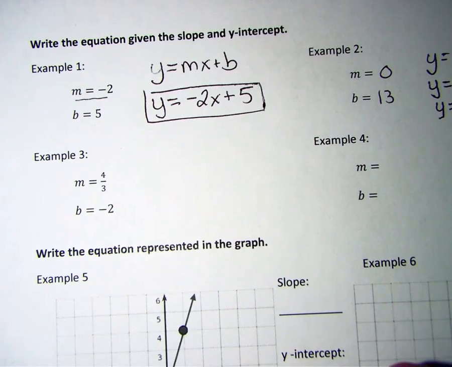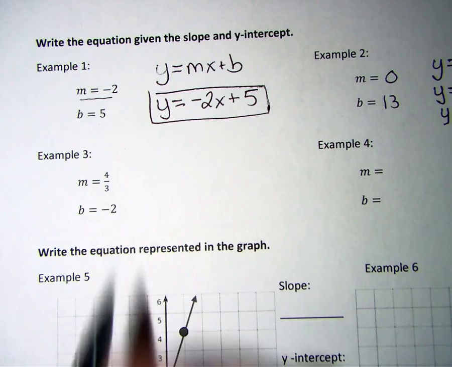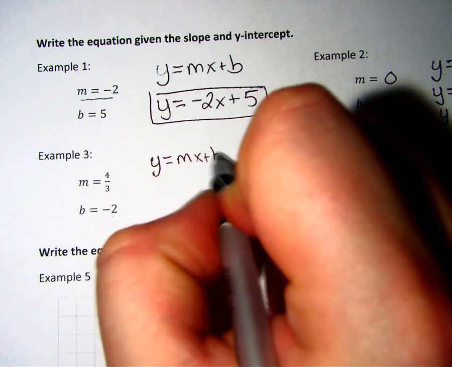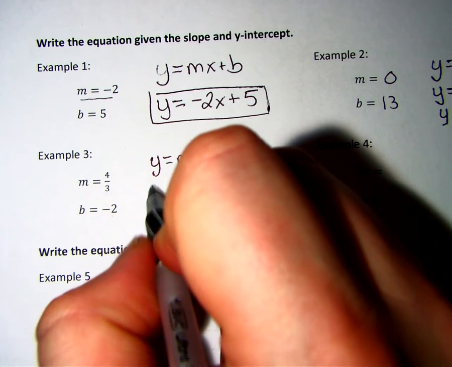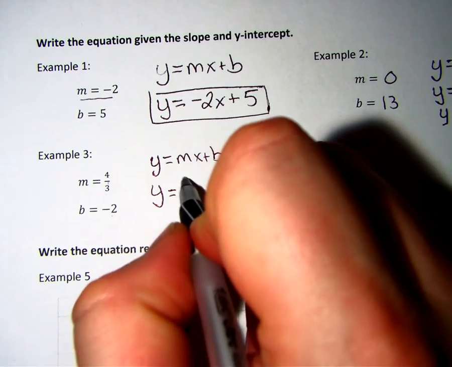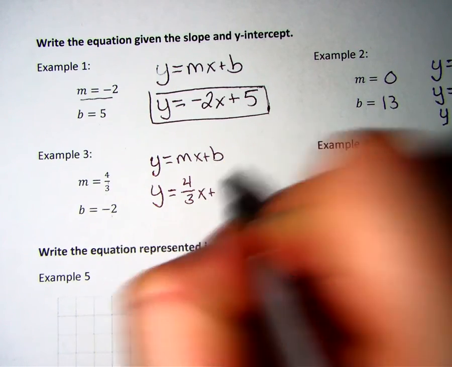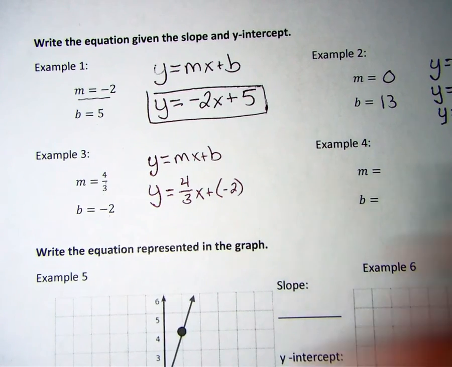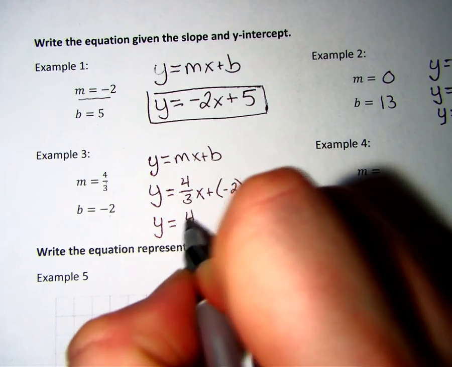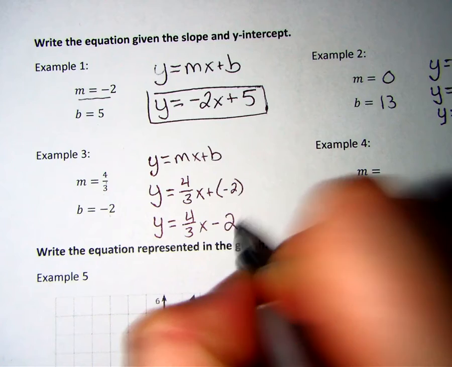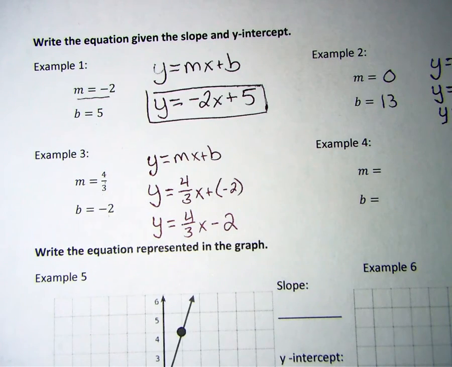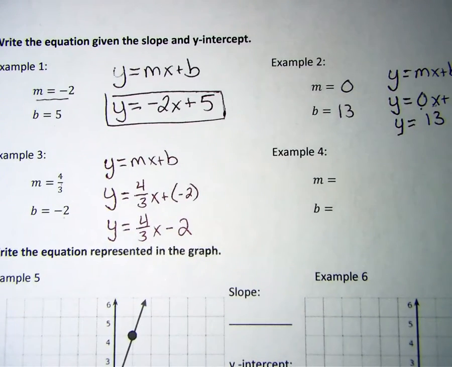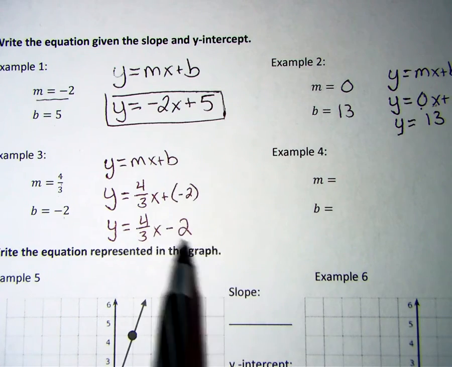Example number 3. We're given an m of 4/3 and we're given a b of -2. So again, we're going to use our y equals mx plus b equation, where we substitute in what we know. We know that m is 4/3, x plus my value of b is -2. Now, this is one format that you'll see this in. Another common format is y equals 4/3 x minus 2. I already discussed in class that I will take either solution because both are simplified solutions. One is simply adding its inverse.